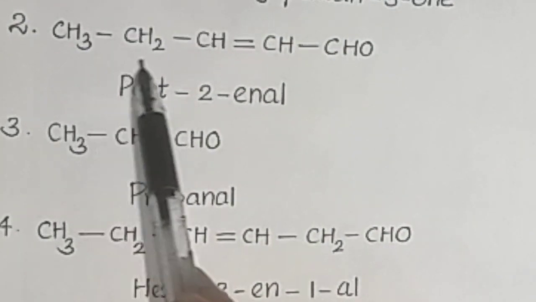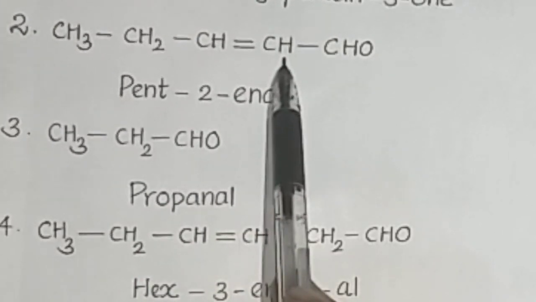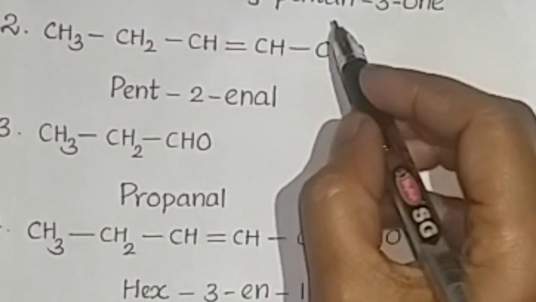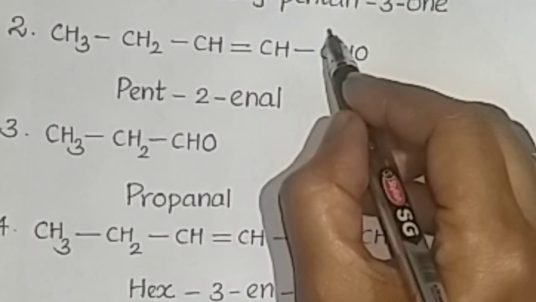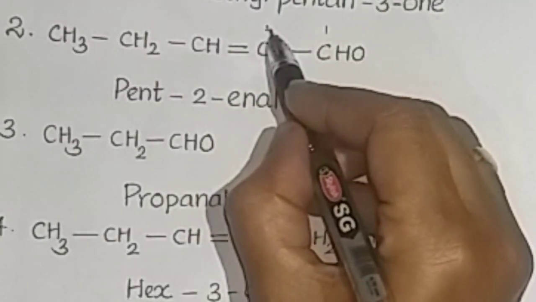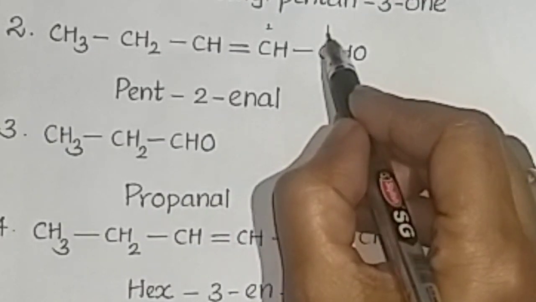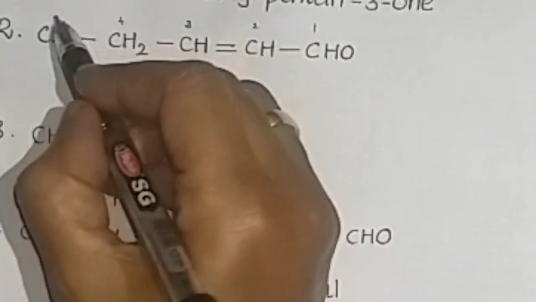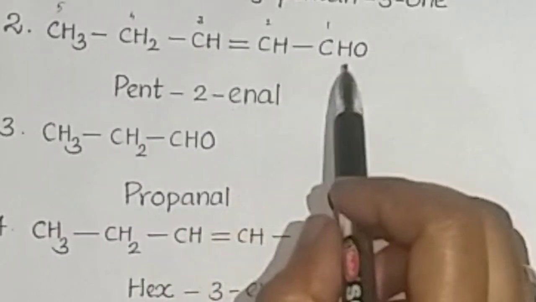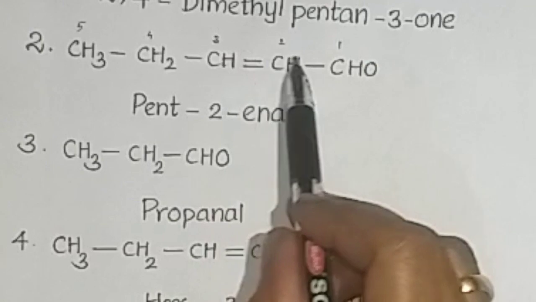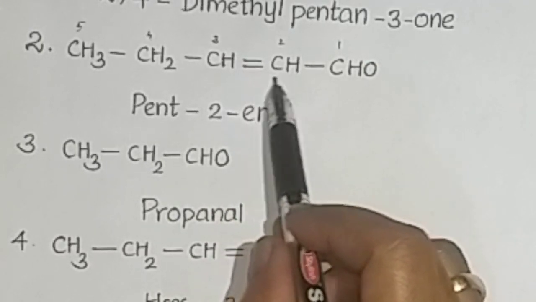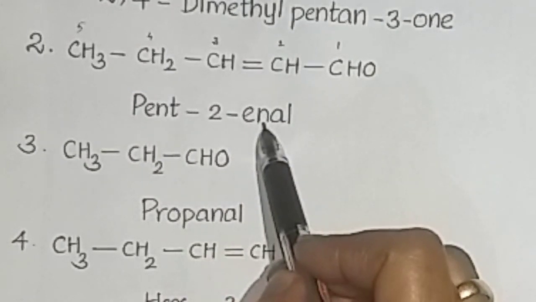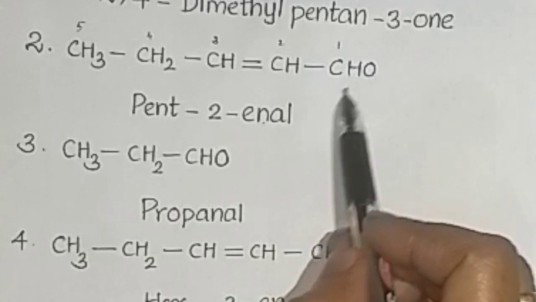Next one, CH3, CH2, CH, double bond CH, CHO. First you should number the carbon chain with the functional group getting the least number. Here numbering starts at 1 because it is the functional group CHO. So 1, 2, 3, 4, 5. This is pentene because at the second carbon atom a double bond is there. So this is pent-2-ene. At the second carbon there is the ene, and at the first carbon atom the aldehyde is there.